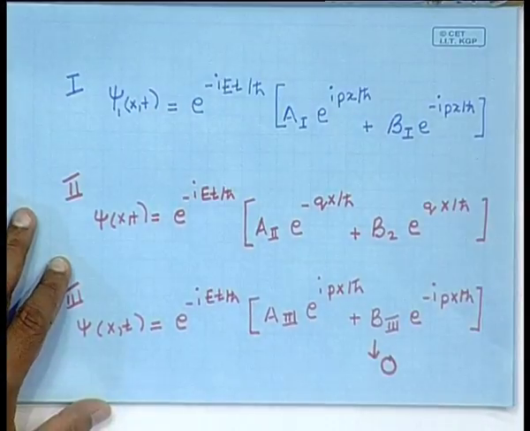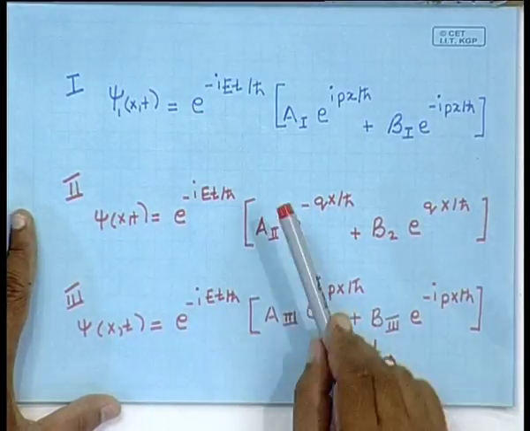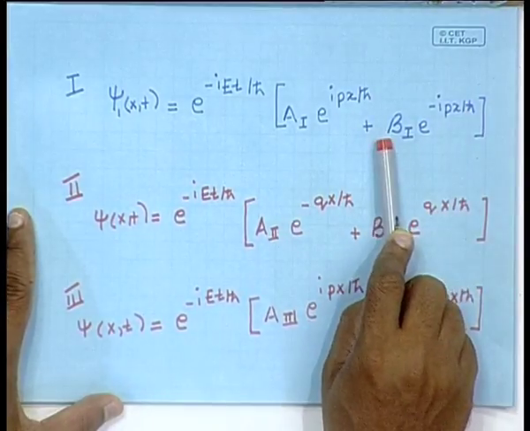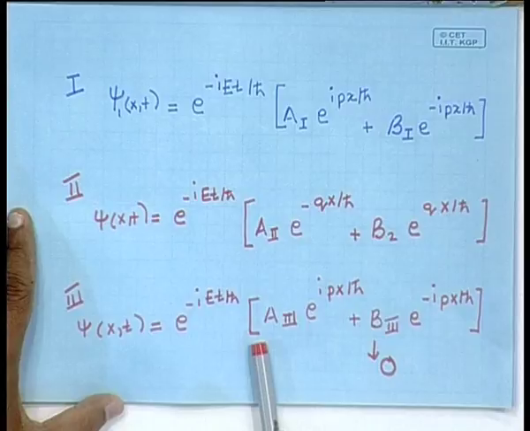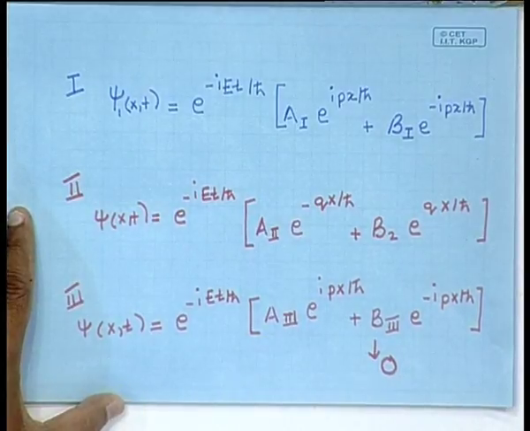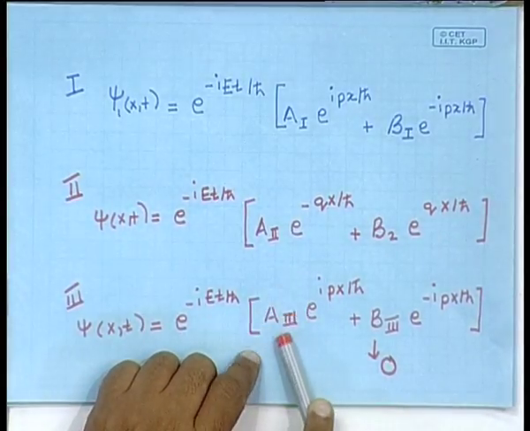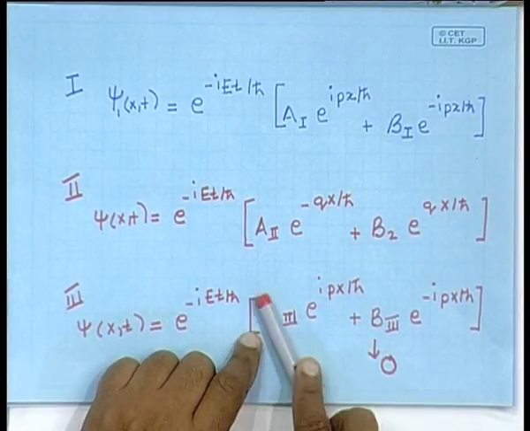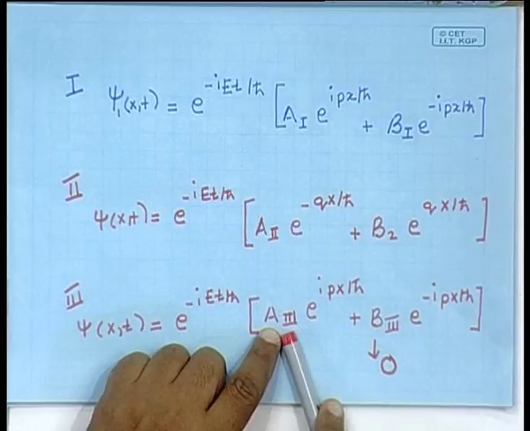Let us go back to the wave function in the 3 different regions. So, this is the wave function in the 3 different regions. This represents the incident particle, this represents the reflected particle, and this represents the particle that tunnels through and is found on the other side of the barrier. So, the probability of finding the particle on the other side is there in the coefficient, in the amplitude of this part of the wave function. The larger this amplitude, the more is the probability of finding the particle on the other side of the barrier.